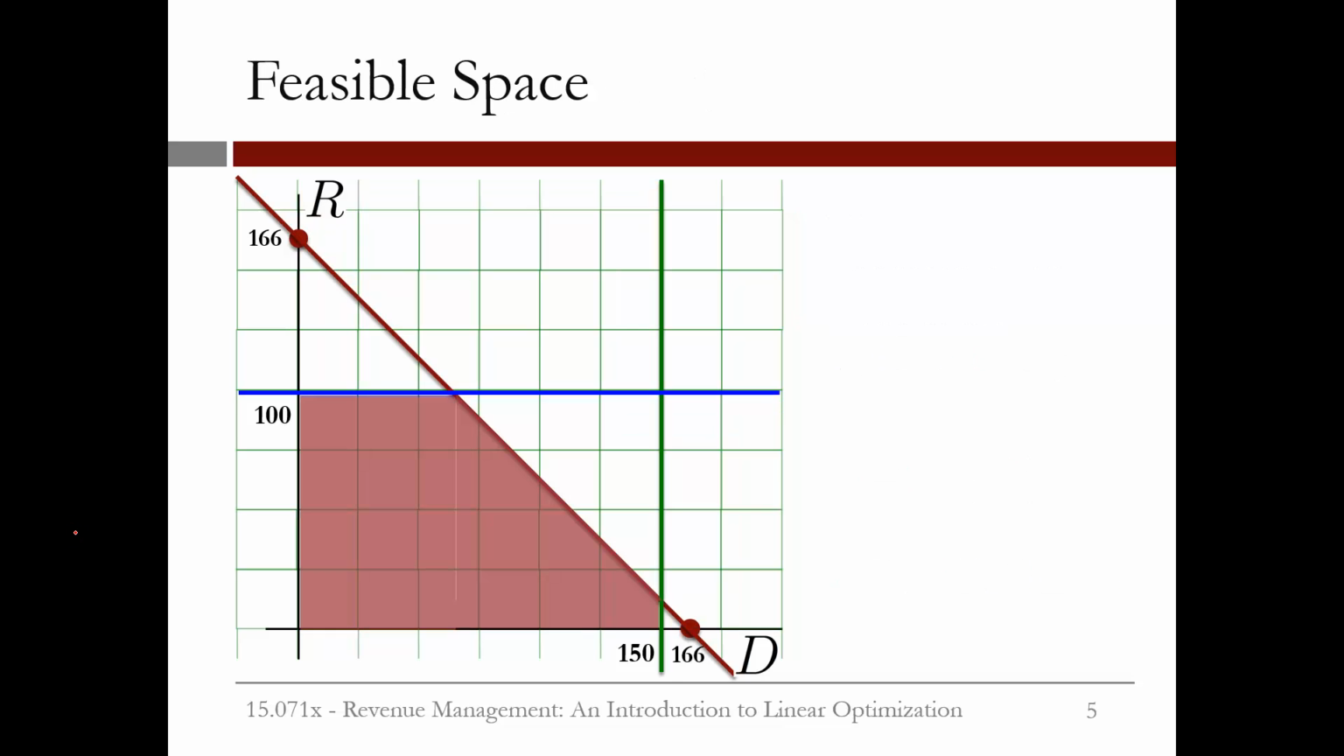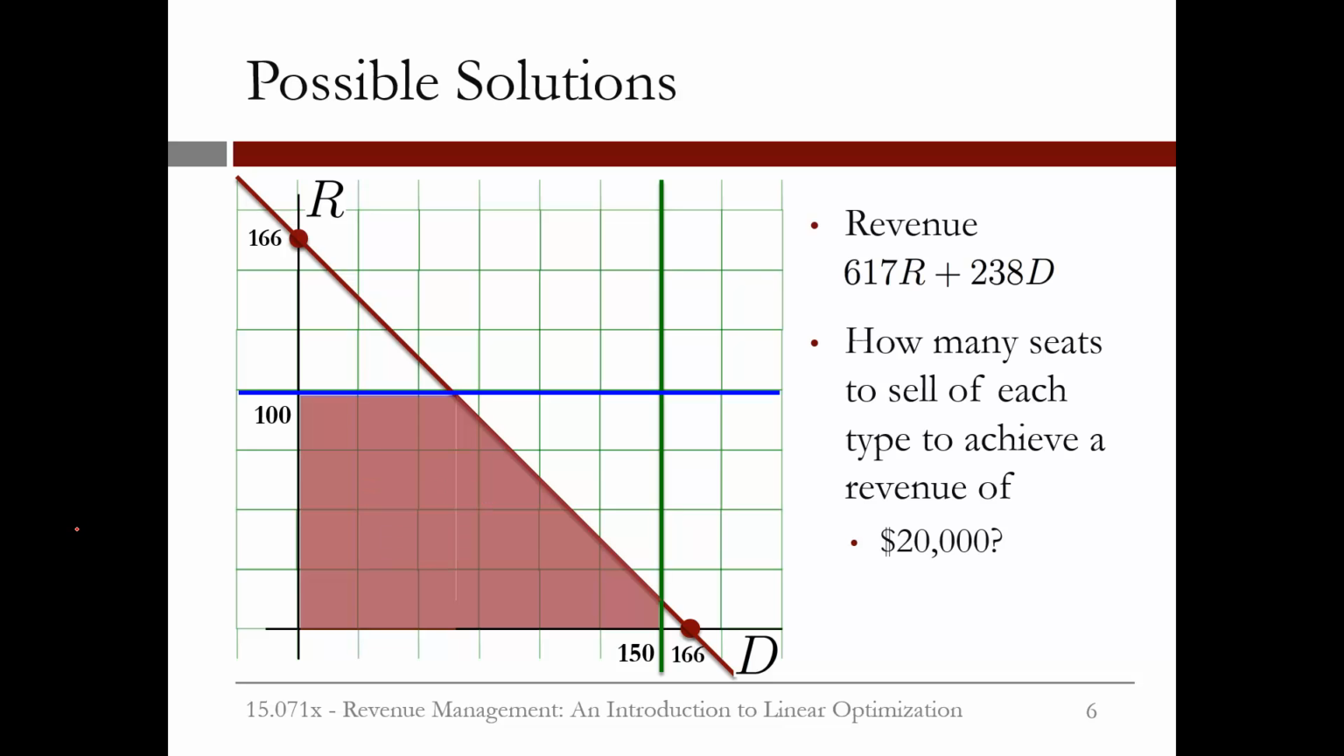Taken together, our constraints define what we call our feasible space, or the space of all possible values that our decisions can take according to our constraints. To find the optimal solution now in our feasible space, we have to use the objective, 617 times R plus 238 times D. We can plot this objective in our feasible space.